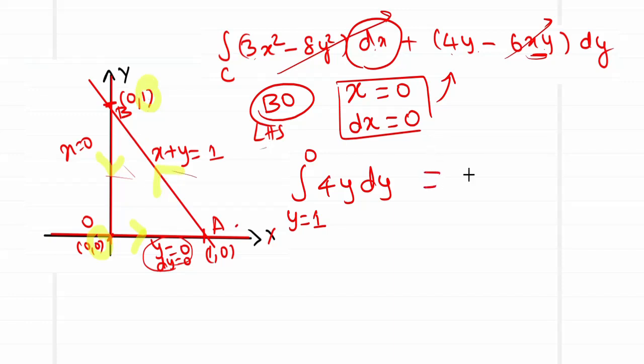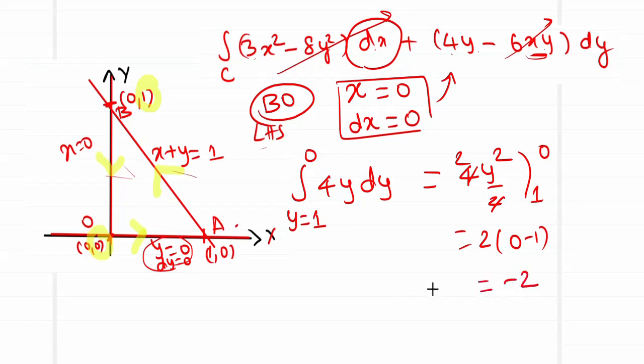So let me integrate this. This is going to be 4 y square divided by 2 between the limits 1 and 0. This goes off 2 times. So we have 2 times of 0 minus 1. Hence the answer is going to be minus 2. And this is the integral along the line BO.